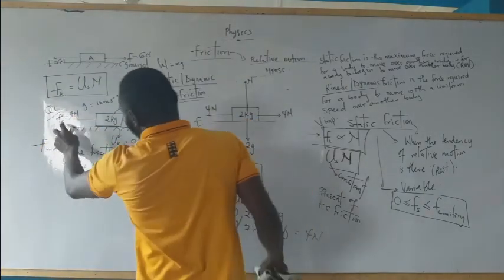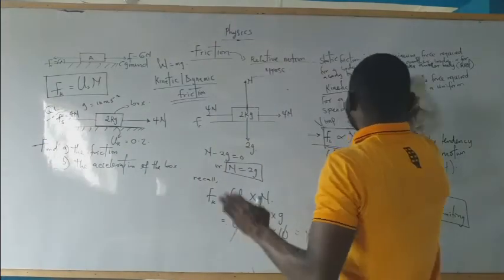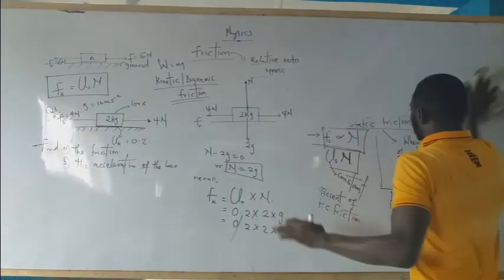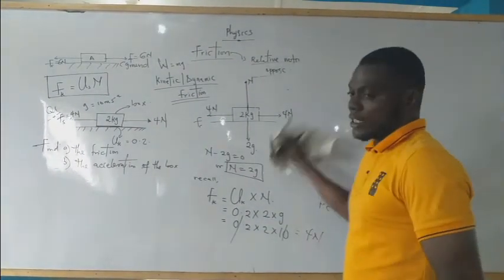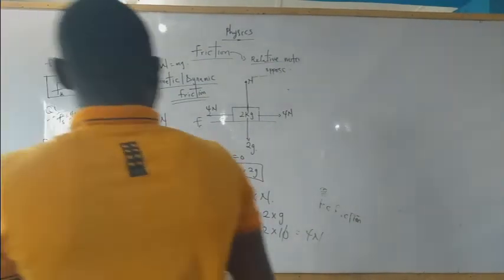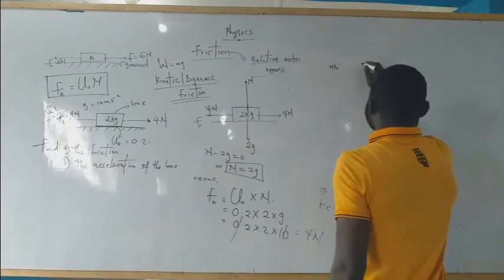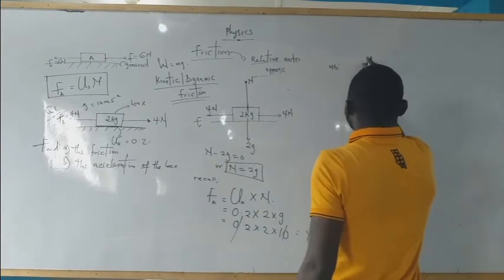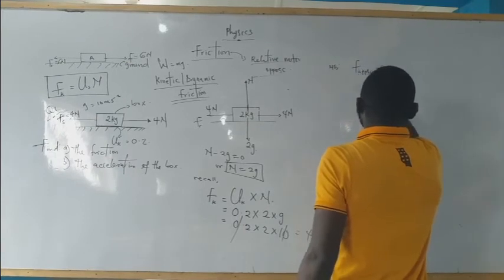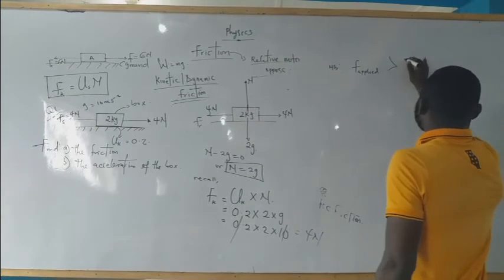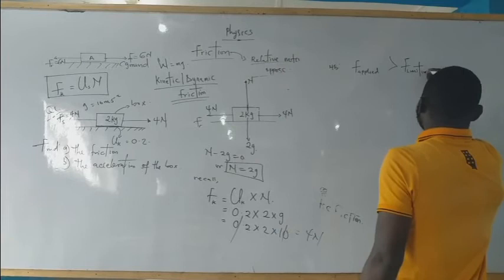That's why I said static friction is not constant. Call it variable. Not constant. Variable. Note that when F applied is greater than the F limiting, that's the limiting force.